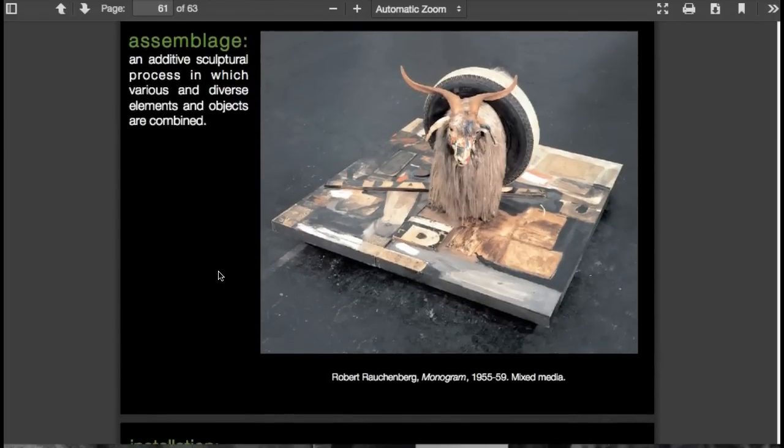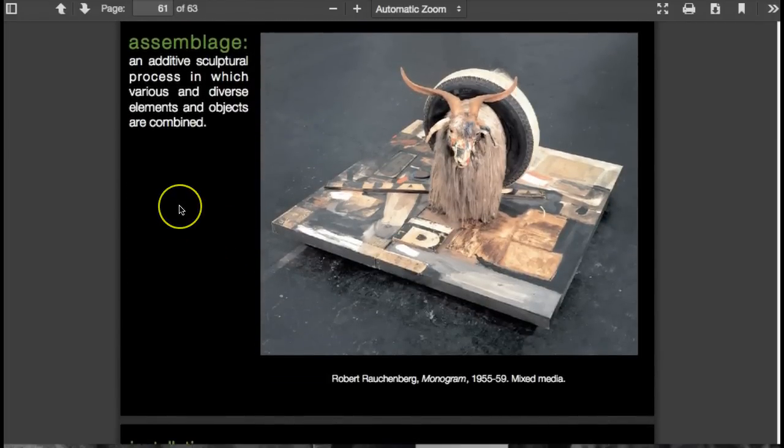Let's talk about assemblage. We're almost done. This is an additive sculptural process in which various and diverse elements and objects are combined. So this is Robert Rauschenberg here. This is one of his most iconic works called Monogram. And he actually called these combine paintings.